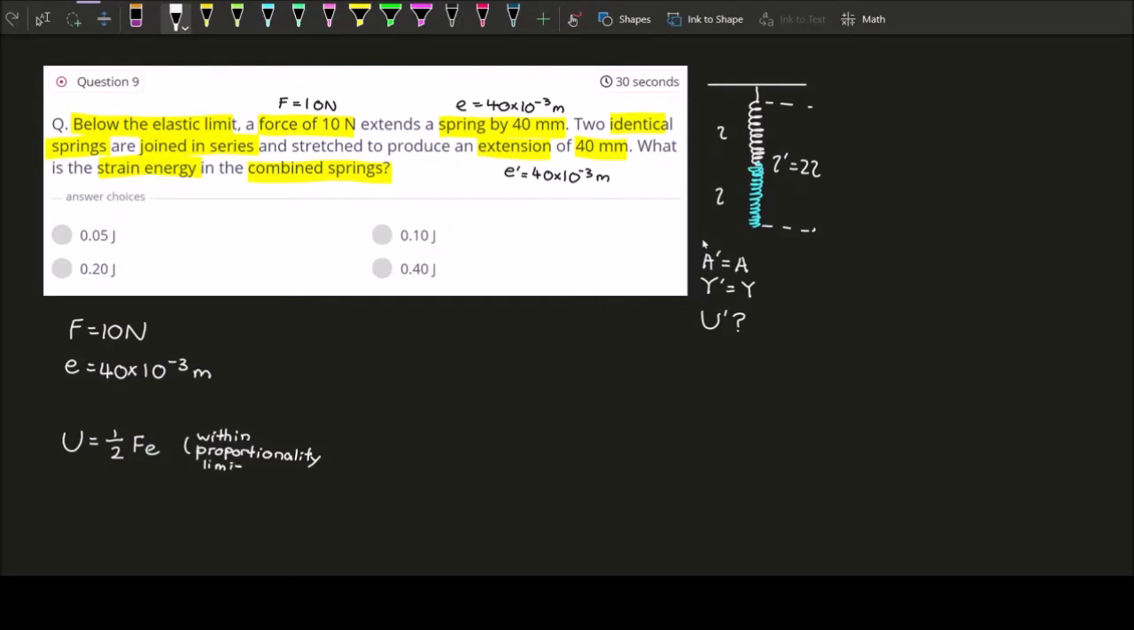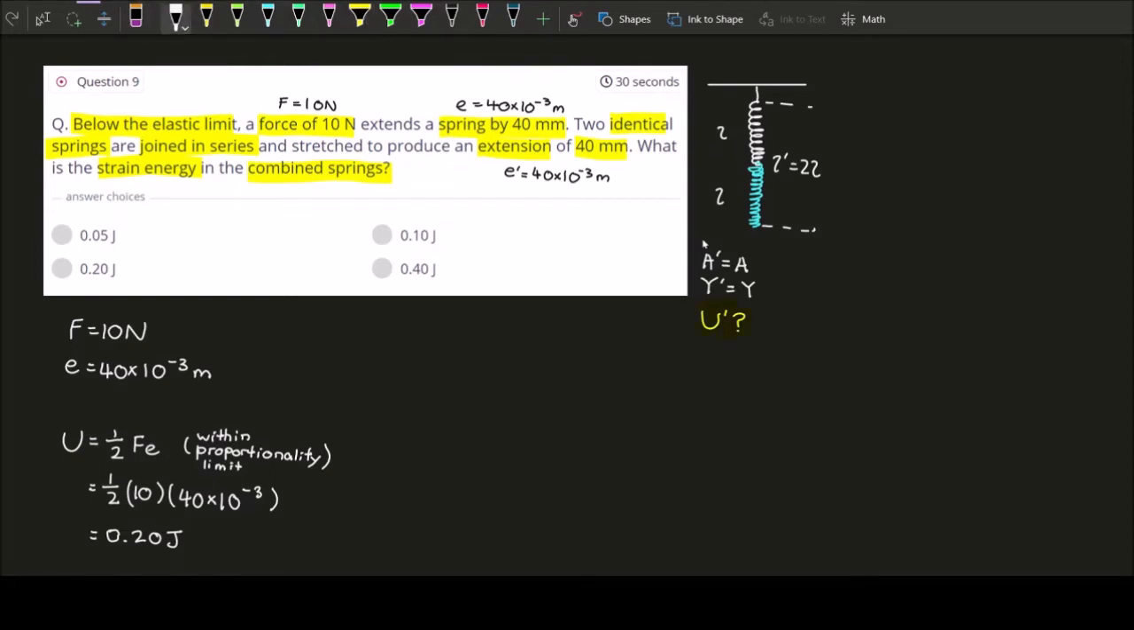Okay, so with that said, we can find the old strain energy by just substituting all the values inside. So our force is 10 Newton, then our elongation will be 40 times 10 to the power of negative 3. If you multiply all that together, you end up with an answer of 0.20 joule. Okay, but that's not what we are finding for. We keep this first. What we are finding is the new strain energy.